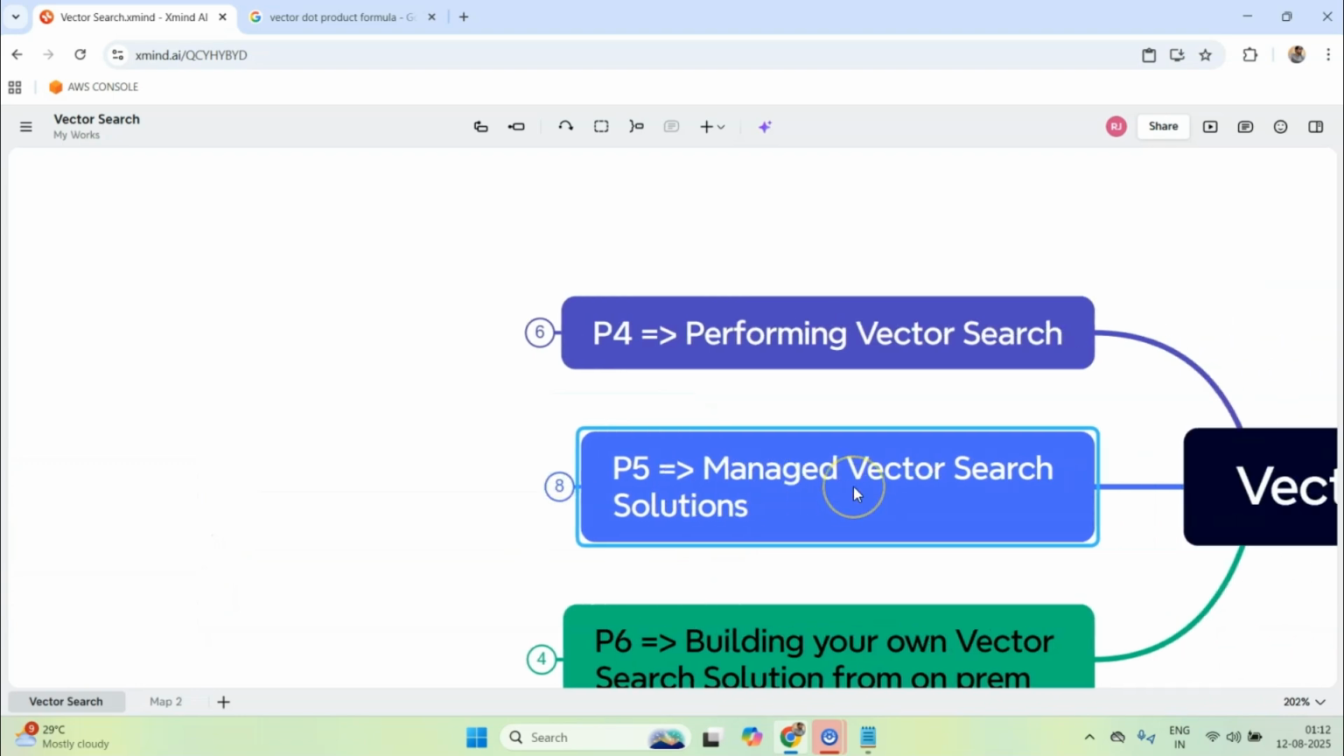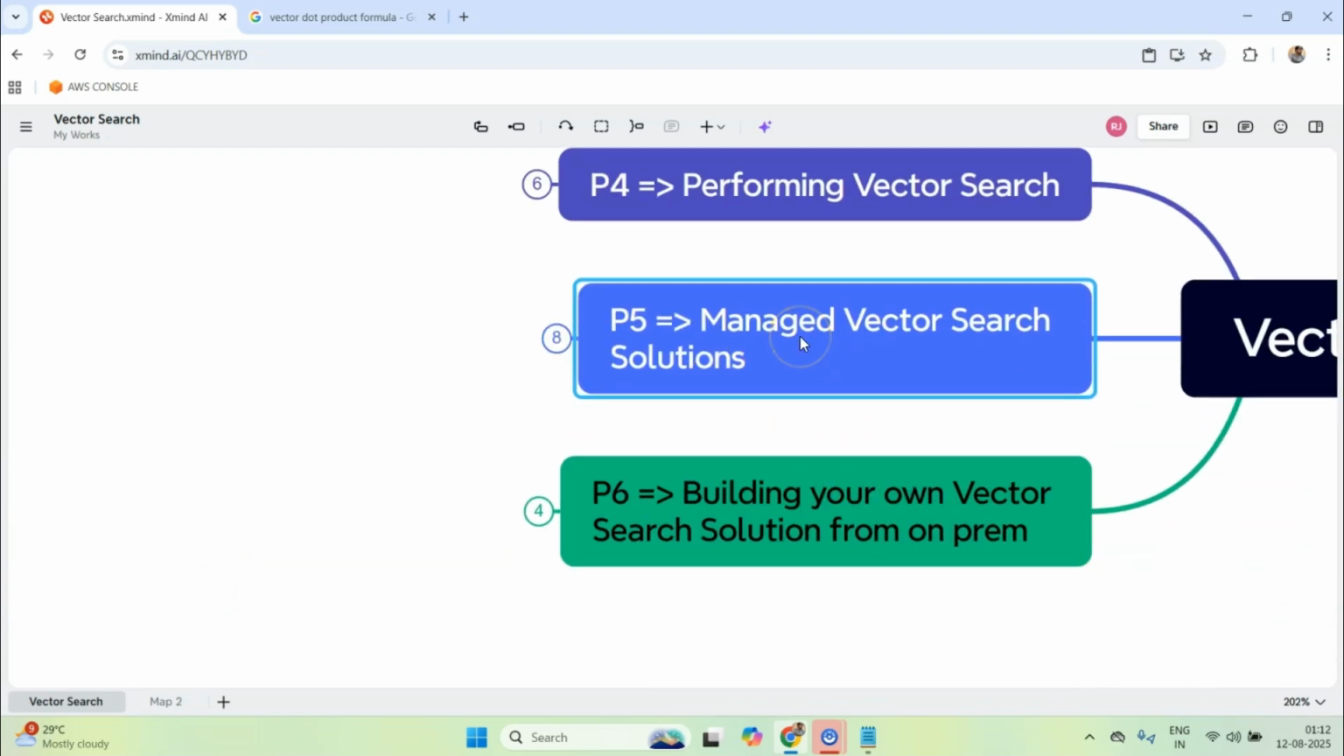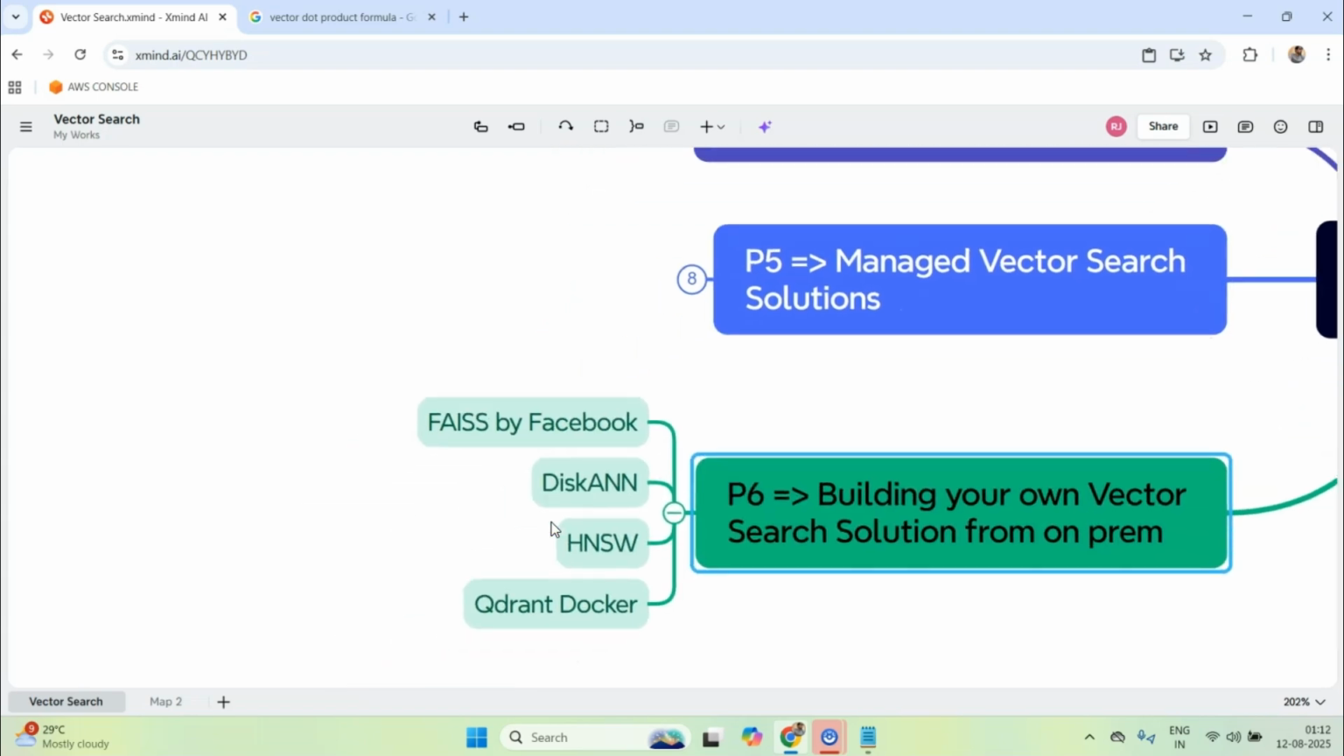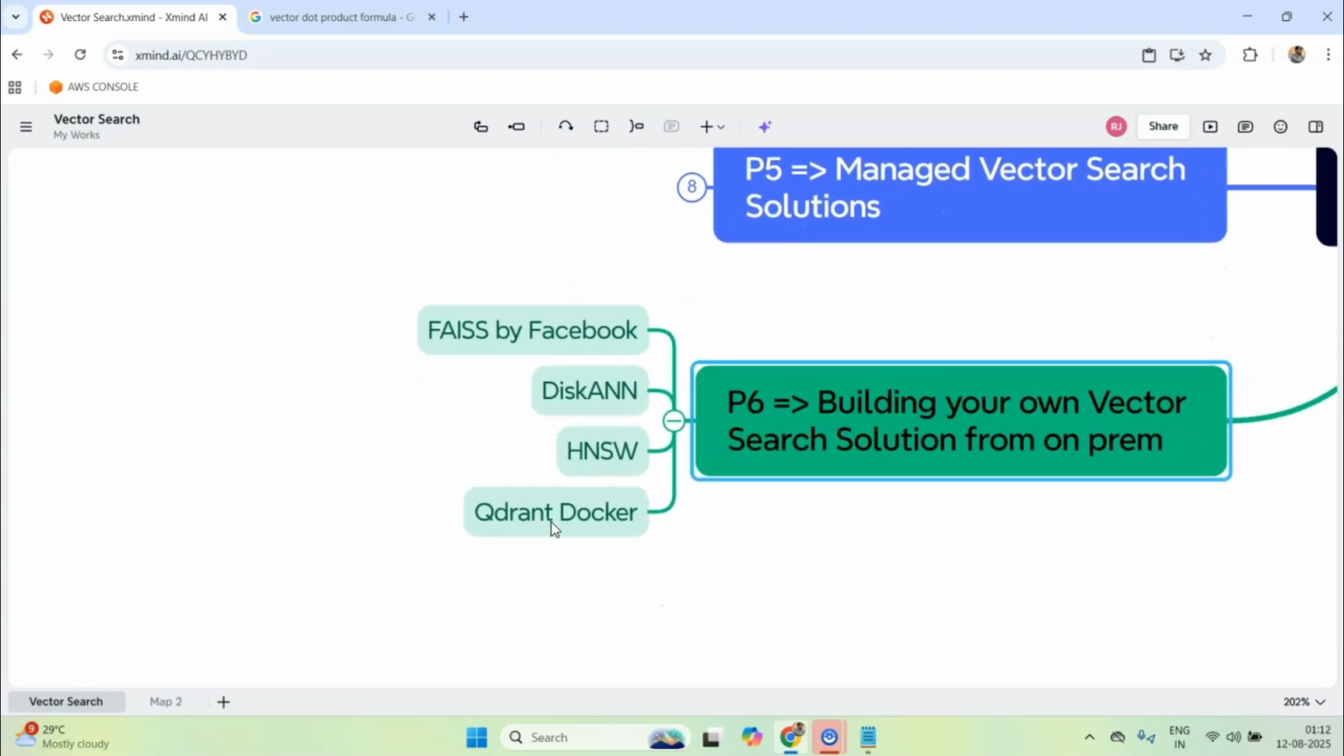Now suppose you don't want to go for managed vector search solutions and you want to build your own. In that case, you can implement things from scratch. That would take some time, but there are libraries and techniques, I should say, which can make your life easy. The first one is Facebook AI Similarity Search.